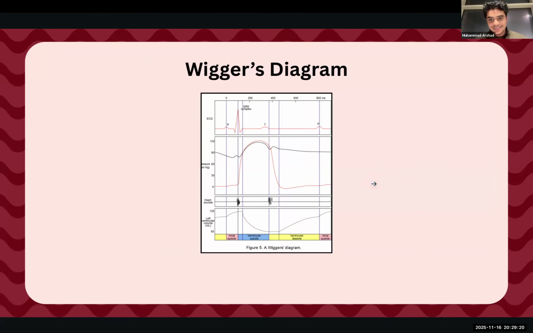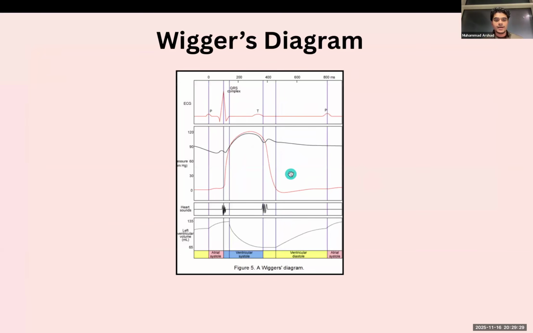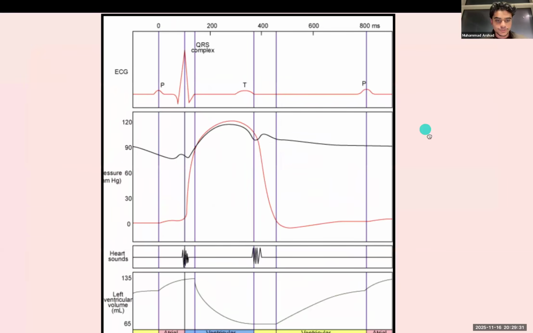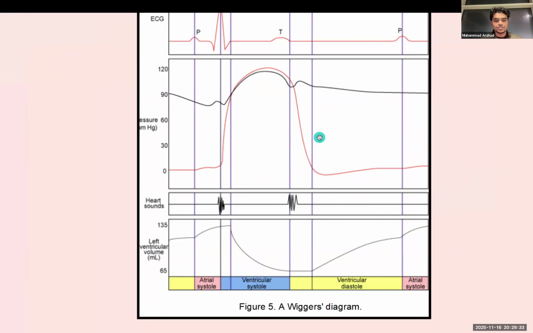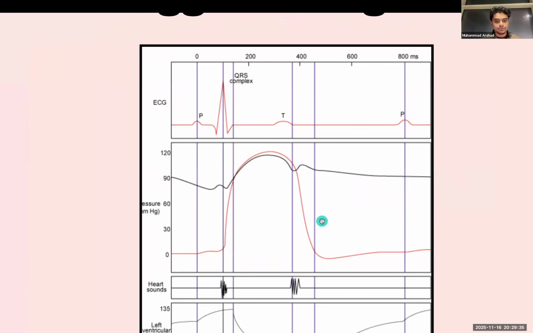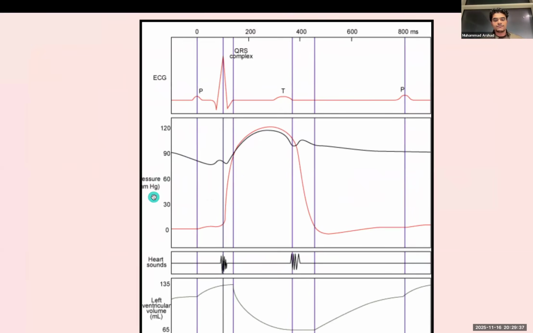Okay, this is the last thing, and then we're done. Again, I don't think this is going to come in the OSPE. It could definitely come in the MCQ, though. It's called the Wiggers diagram. It was in your guys' lab handout. I'll just go over it very briefly. So we're looking at the ECG over here. Over here, we're going to be looking at the pressure, the heart sound, and then this is left ventricular volume, right?